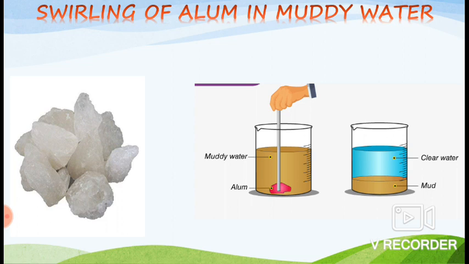Now what do you see after some time? The particles floating in water slowly settle to the bottom and the water in the upper part becomes transparent. The twigs and straw, they still keep floating on the water. Now student, let's see what this tells us. Swirling of alum in water helps the soil particles in the muddy water to settle down.